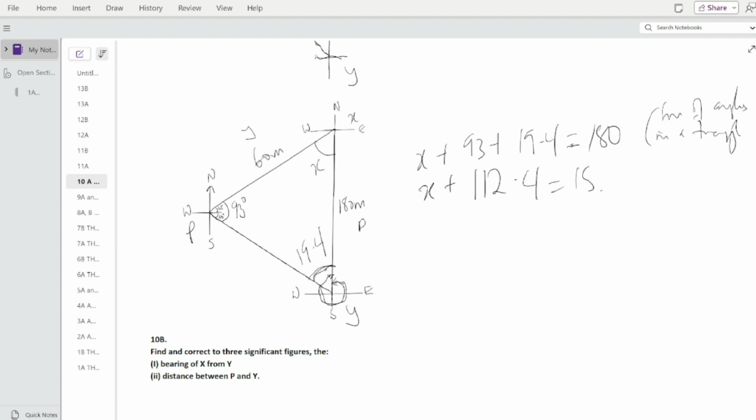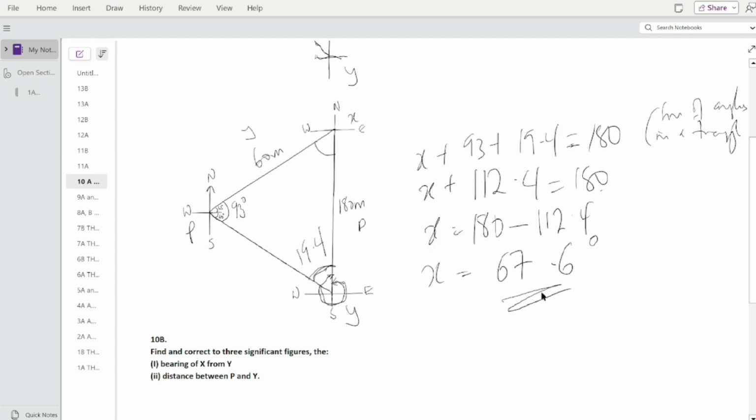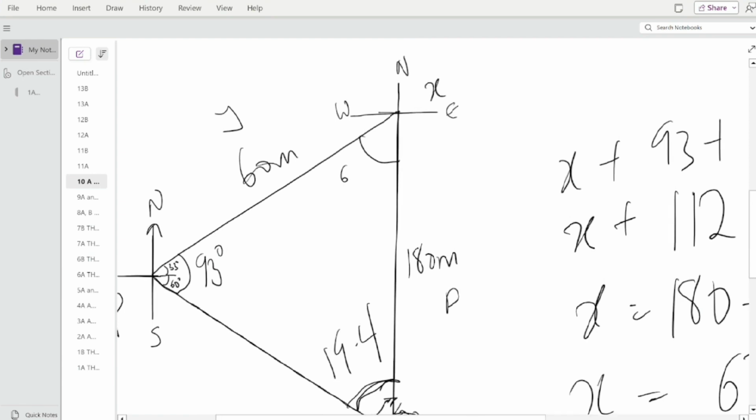112.4 equals 180. X is equal to 180 minus 112.4, because the 112.4 has a plus, you take it out, it becomes minus 112.4. X is equal to 180 minus 112.4, which will give you 67.6 degrees. So we'll have our angle x to be 67.6 degrees.